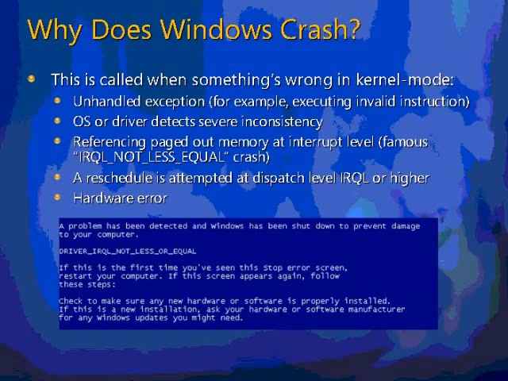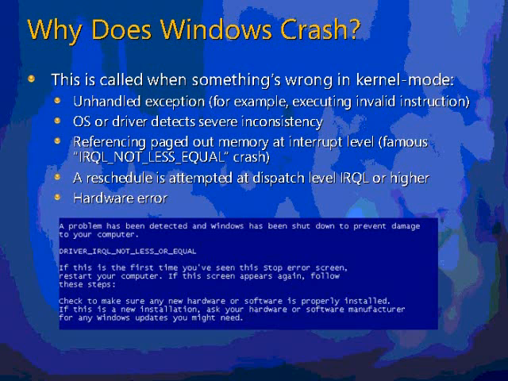Some of the kinds of problems that cause the kernel to give up like that are unhandled exceptions, like executing an invalid instruction. A driver or the kernel detects that there's some big problem with the data structures. They don't look the way it expects them to look. A driver accessing pageable memory at a high interrupt level, the famous IRQL not less or equal crash, is another very common type of problem. Giving up a thread, telling the scheduler that it wants to give up the CPU and have the scheduler pick another thread when the interrupt request level is too high, is another violation of the internal rules of Windows, and that would cause a blue screen as well. And finally, hardware errors, of course. Windows, when it detects those kinds of problems, might crash as well.